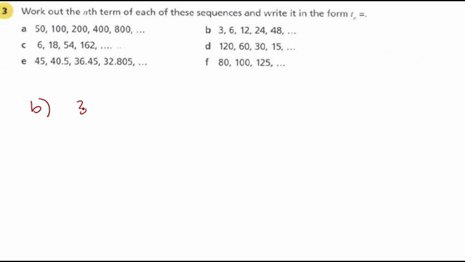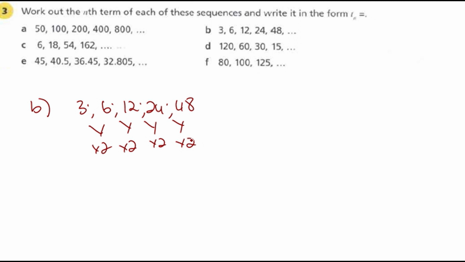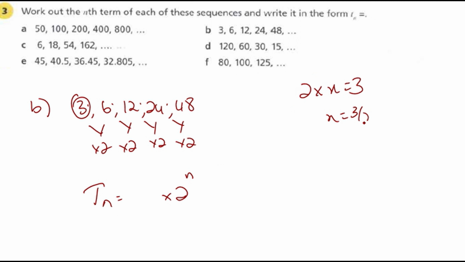Okay, B: 3, 6, 12, 24, 48. So 3 times 2 is 6, 6 times 2 is 12, 12 times 2 is 24, 24 times 2 is 48. So the general term will be something times 2 to the n. When n equals 1, the first term has to be 3. So when n equals 1, 2 to the 1 is 2. So 2 times x must be 3. So x will be 3 over 2. So the multiplier will be 3 over 2. So the general term is 3 over 2 times 2 to the n.